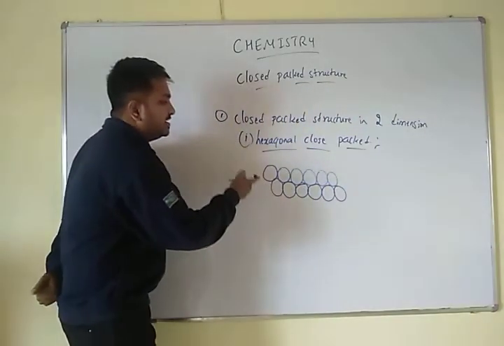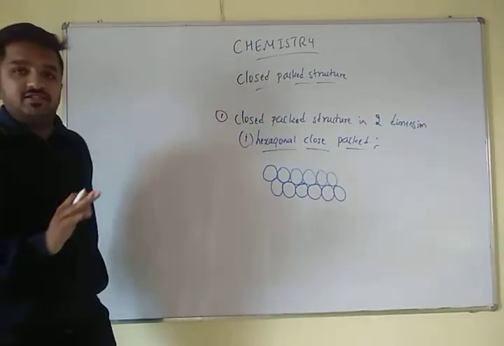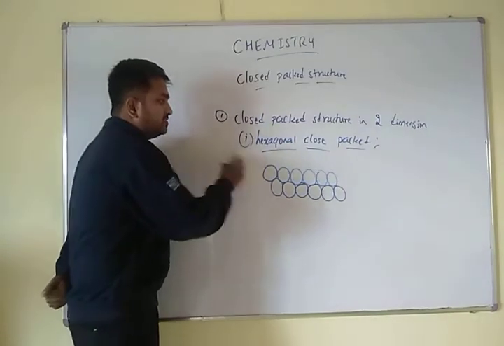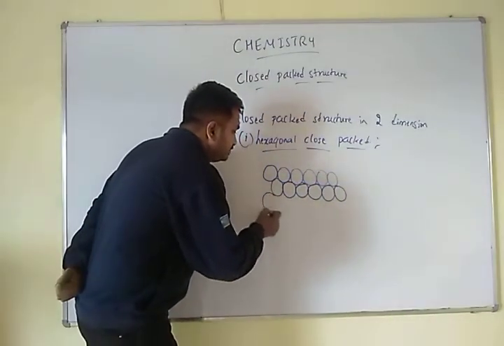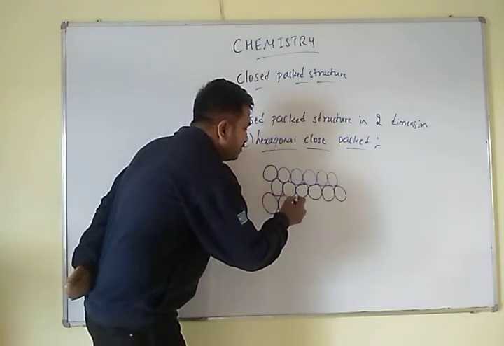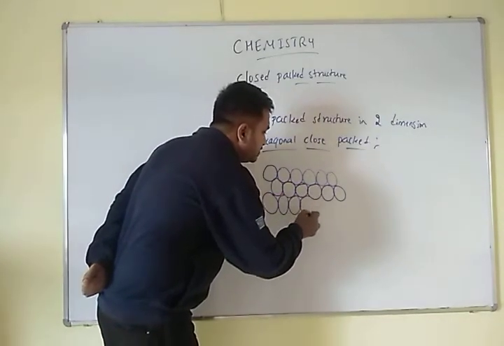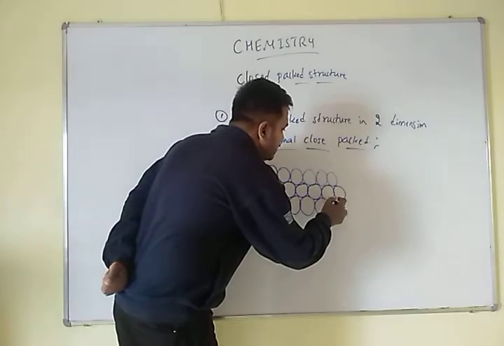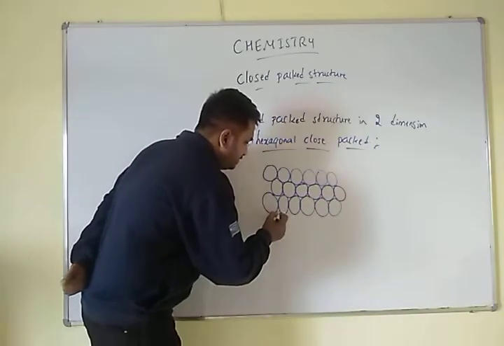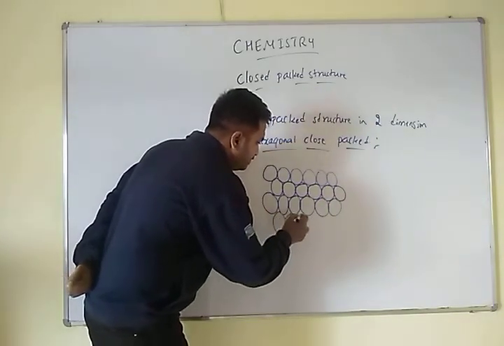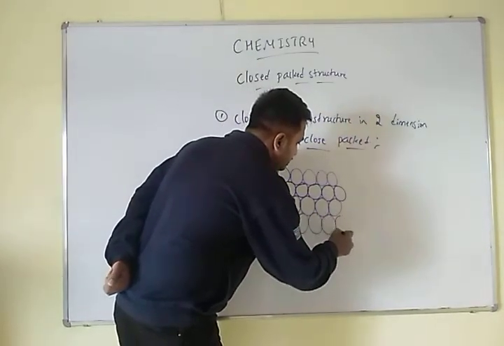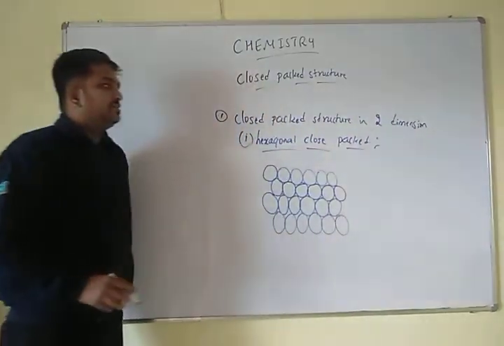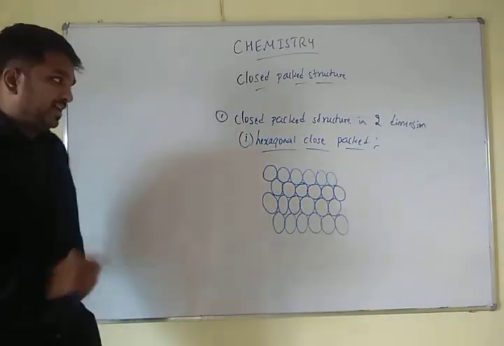So the first one is different from the second one. This is not the same. The first one is different from the second one. The same thing will continue. So we will keep on filling only the depressions of the particular row. So this is the arrangement of the hexagonal close packed structure.